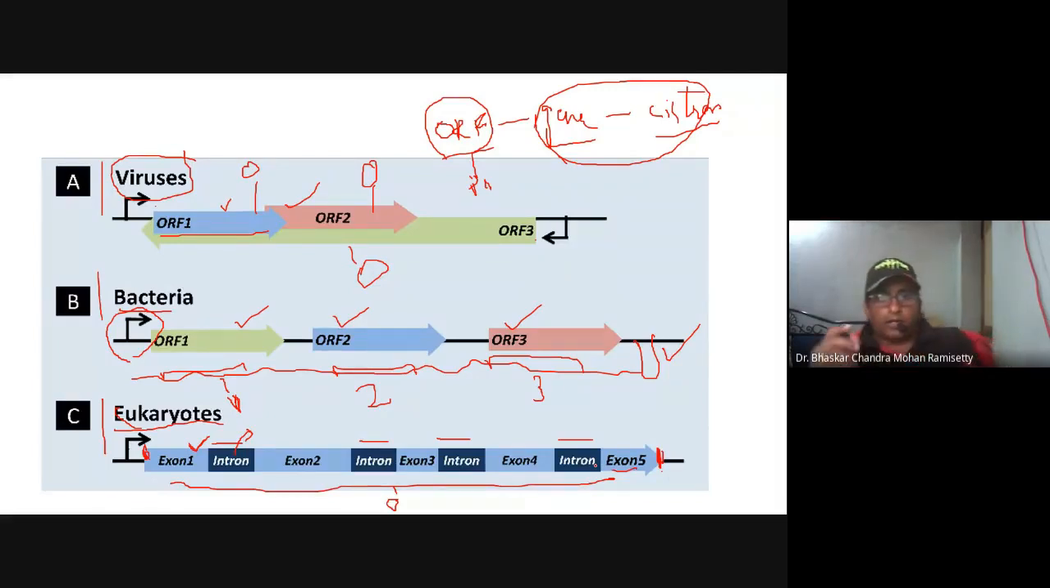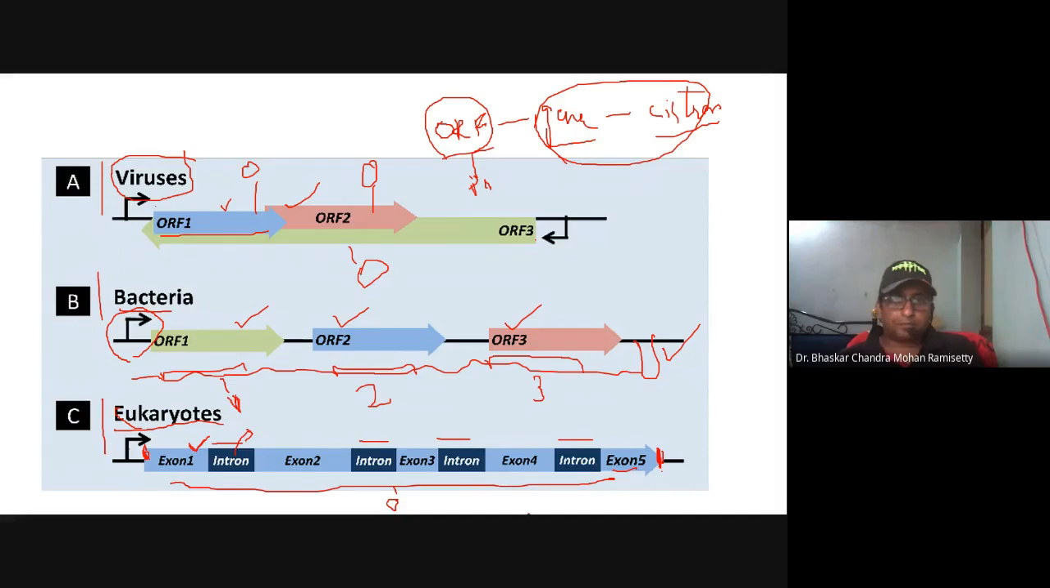I will talk about it like this: viruses, one mRNA can produce more than one protein, true or false. Bacterial mRNA can produce more than one protein, true or false. Eukaryotic can produce more than one type of protein, true or false. It is true for almost all the cases. In viruses, it can produce two different types of proteins because the ORFs are usually overlapping.